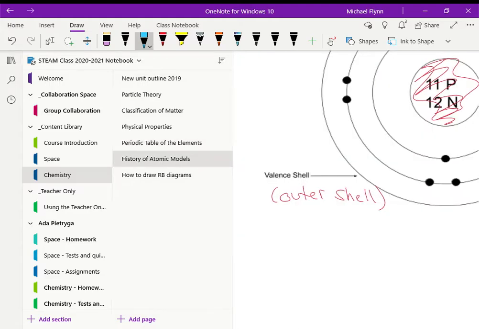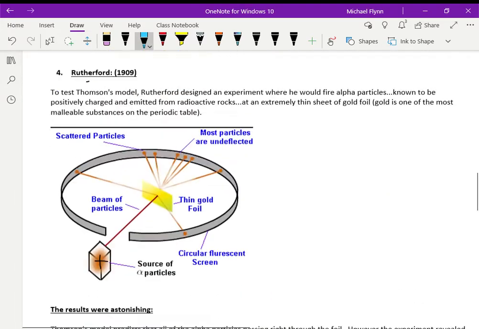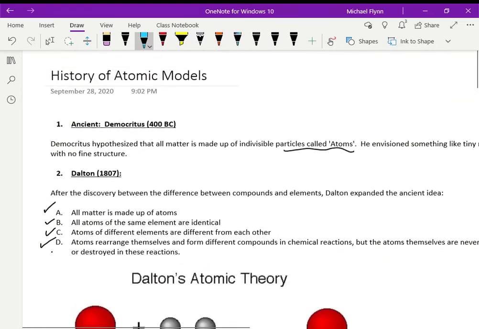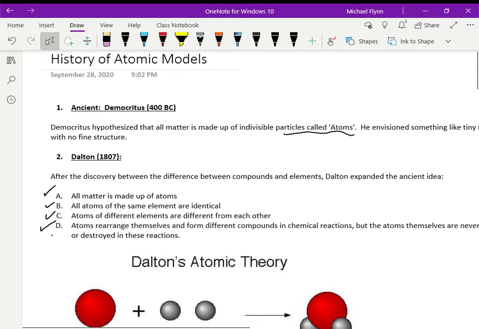Now let's get to the really important stuff here. I went through this with the other class, so now I'm going to go through it with you. Moving right along. Okay, so here's the deal. We're going to look now at probably the most important lesson in the entire chemistry unit, which is the structure of atoms. But before we get into the modern model of the atom, we're going to take a look at a little bit of the history.